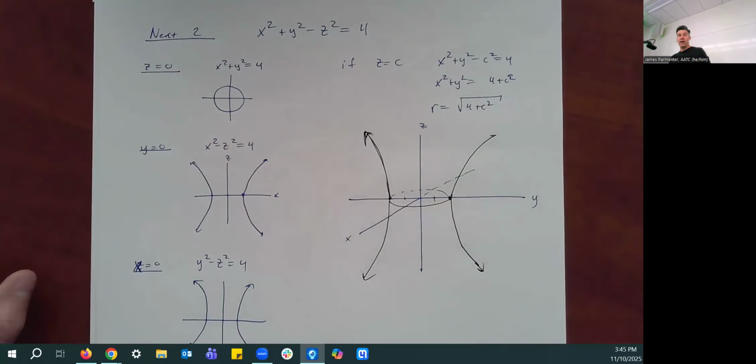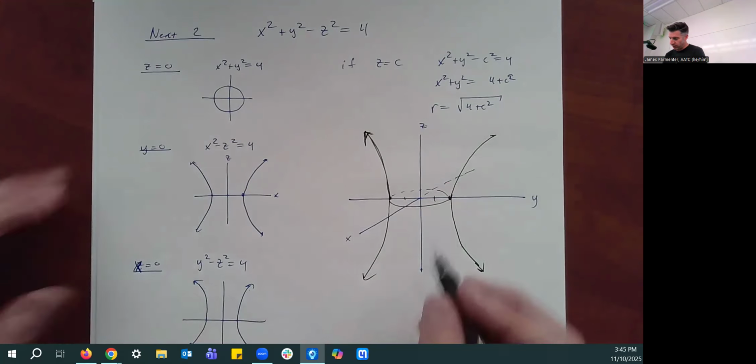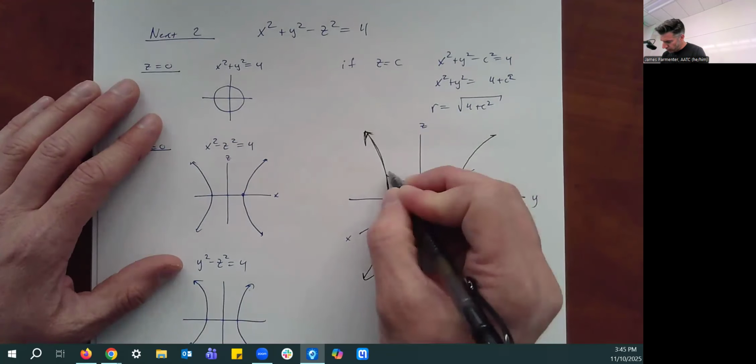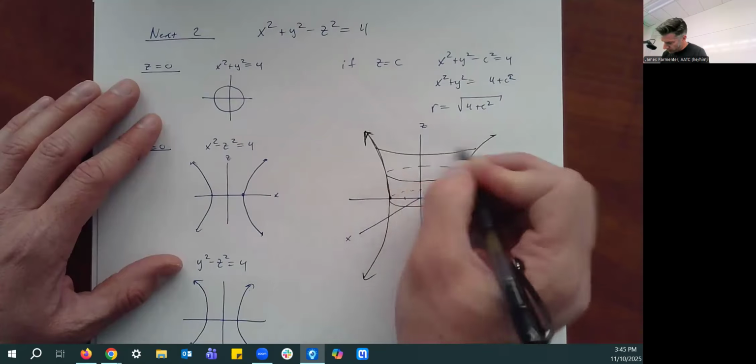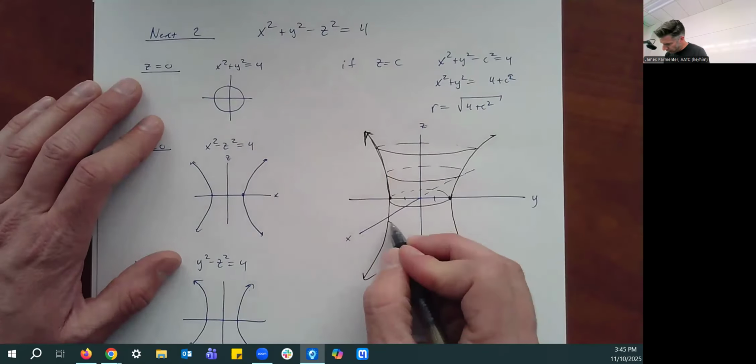And then we know that, as we just said, as we go higher up or lower down, our level curves that are circles have a larger radius. So if we go up a little bit, larger radius, up further, larger radius, or down further, larger radius.